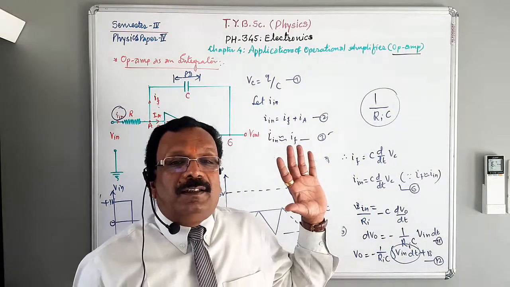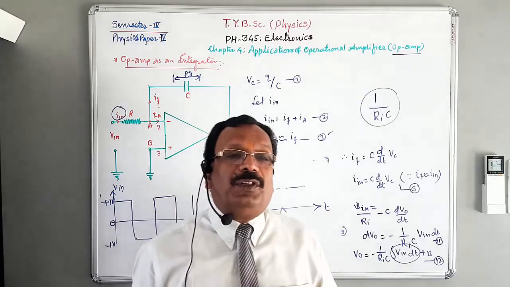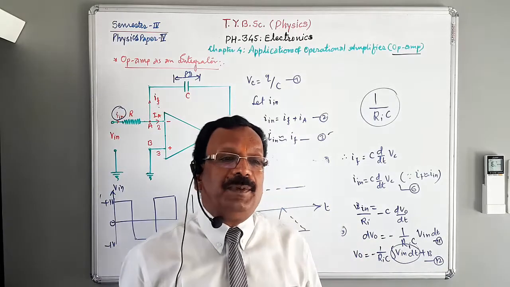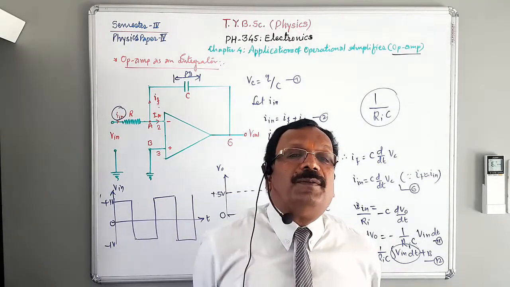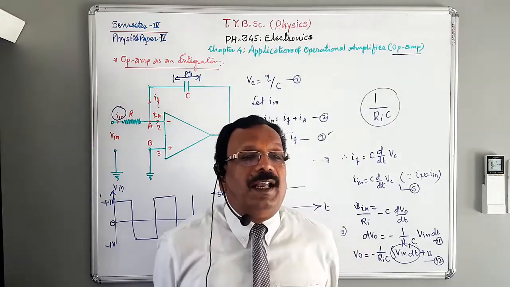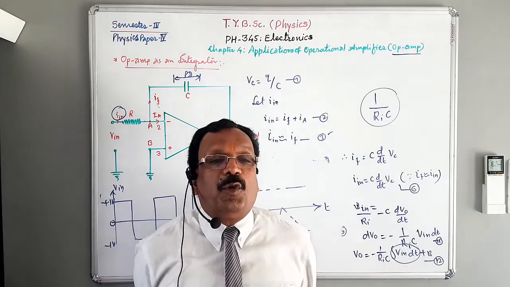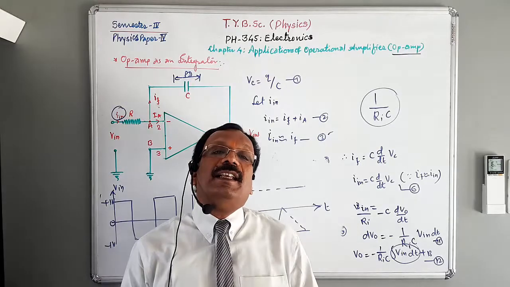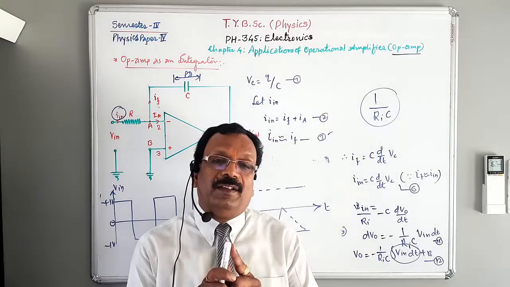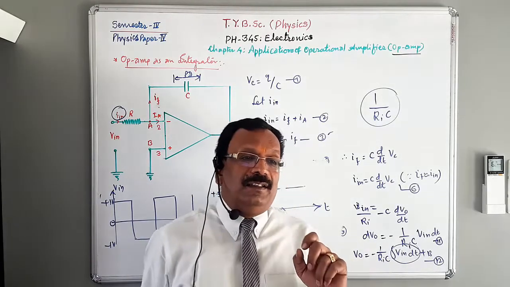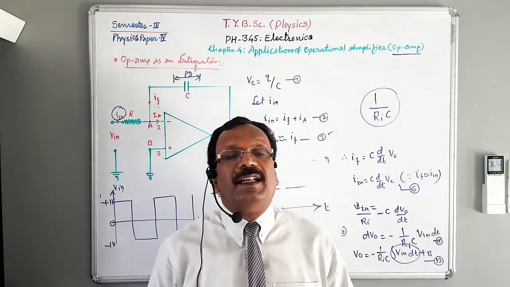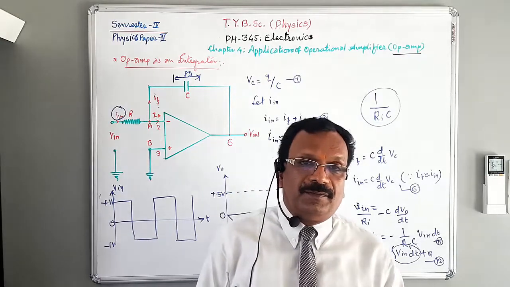So an op amp as a differentiator is a circuit that performs a calculus operation called differentiation, and it produces an output voltage proportional to the instantaneous rate of change of input voltage. This is very important. What I am going to say: a differentiator produces an output voltage proportional to the instantaneous rate of change of input voltage.